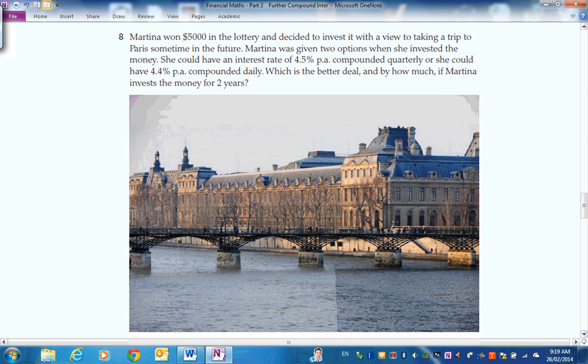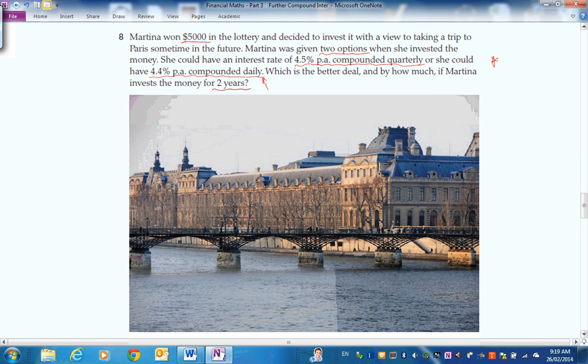Okay, somebody, Martina, won $5,000 in the lottery and decided to invest it with a view to taking a trip to Paris. That's good. 2 options, so let's do 2 calculations. 4.5% compounded quarterly, or she could have 4.4% compounded daily. Well, the 4.5% looks higher. Okay, this looks higher, but this is done more frequently. Which will grow more quickly if she leaves it there for 2 years?